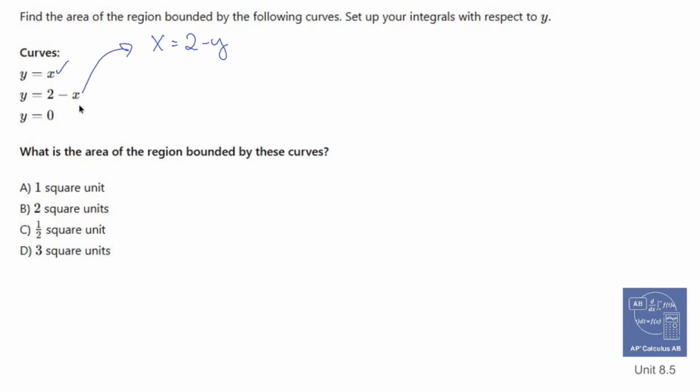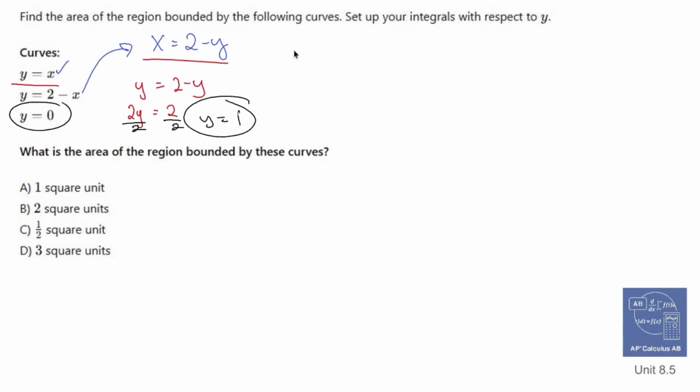Now, what we also don't have is the other limit of integration. So the way I'm going to find my limits of integration is I'm going to set these guys equal to each other. I'm going to say y equals 2 minus y. If I add y to both sides, that becomes 2y equals 2. Divide both sides by 2, and y equals 1. So my limits of integration are going to be 0 and 1.